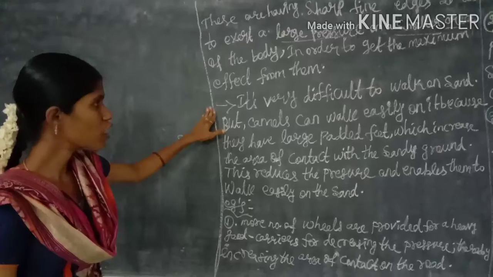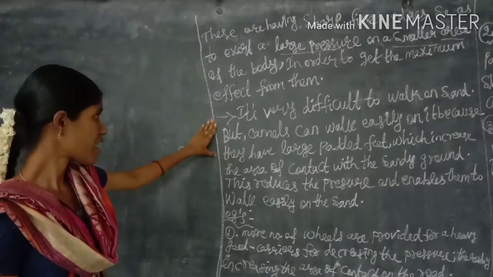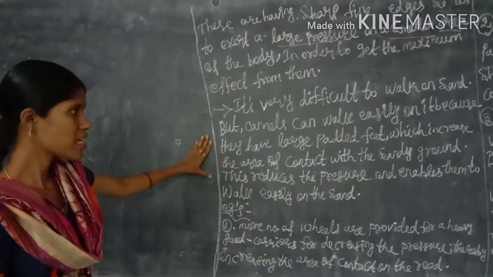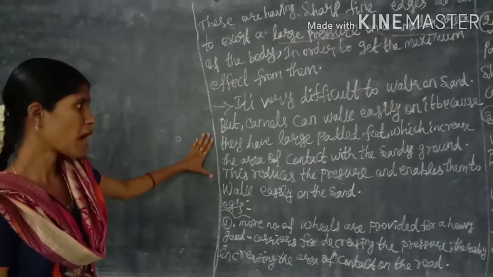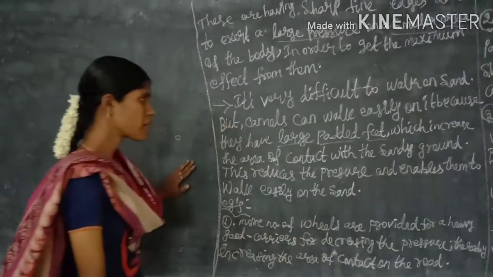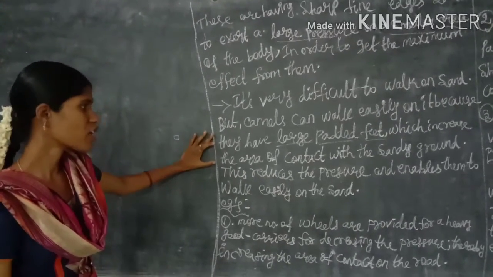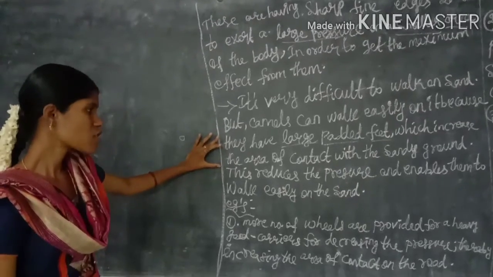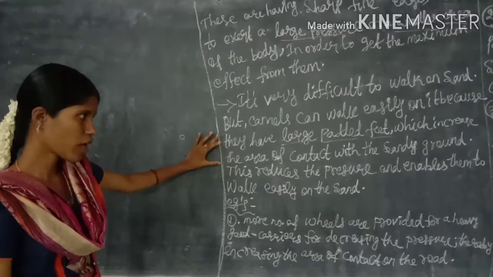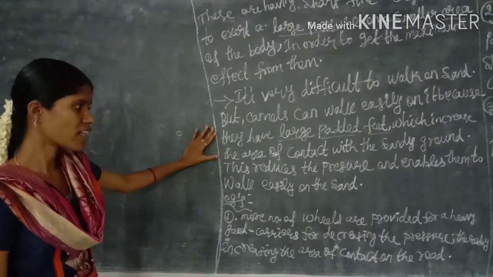It is very difficult to walk on sand, whereas camels can walk easily on it. Camels can walk easily because they have large padded feet, which increase the area of contact with the sandy ground. This reduces the pressure and enables them to walk easily on the sand.